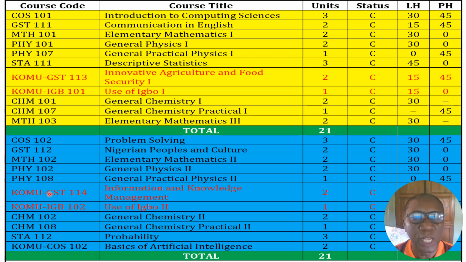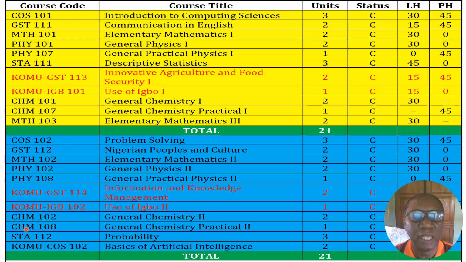Then 1 and 2, that is KOMU GSC 114 and KOMU Igbo 102, are the compulsory GS courses from the 30% KOMU domesticated courses. I think when we added up, we had about 13 units, and because we are targeting 21 units, it means that we needed about 8 units. So you can now see we have those 8 units here. 2 plus 1 is 3, plus 3 is 6, of course, plus 2 is 8.